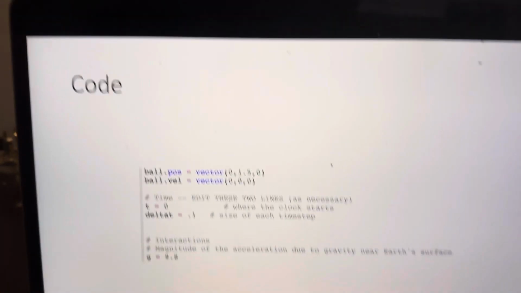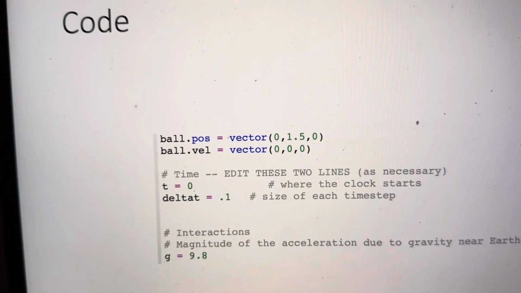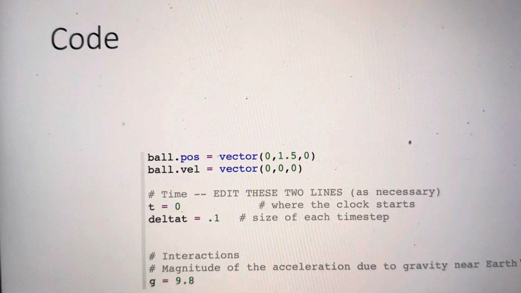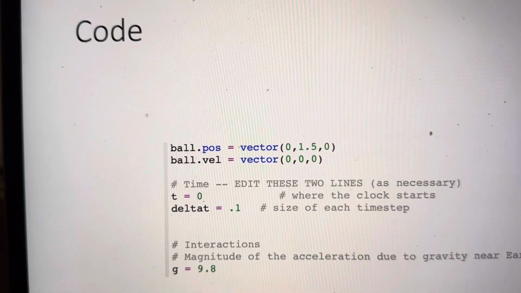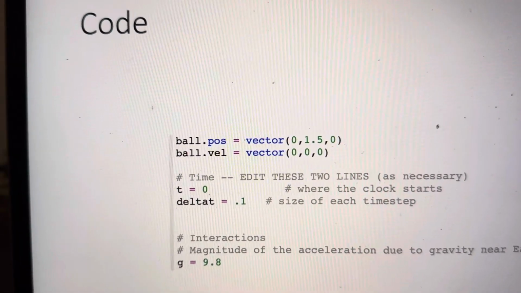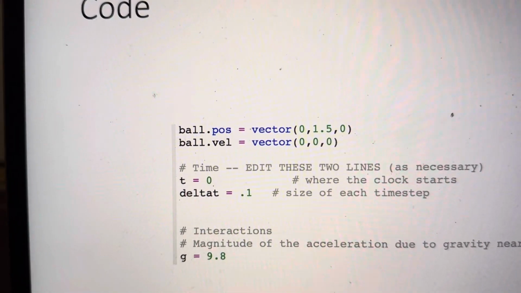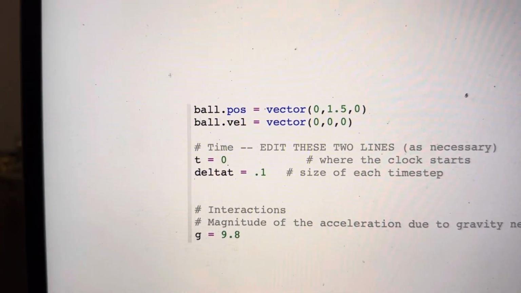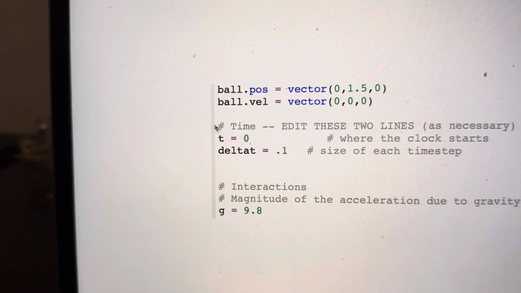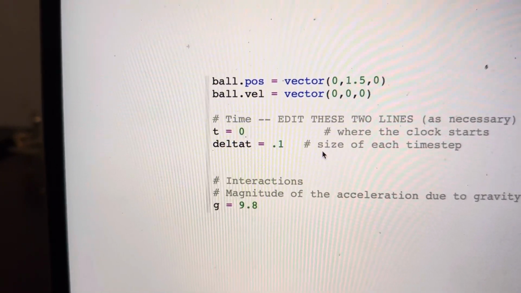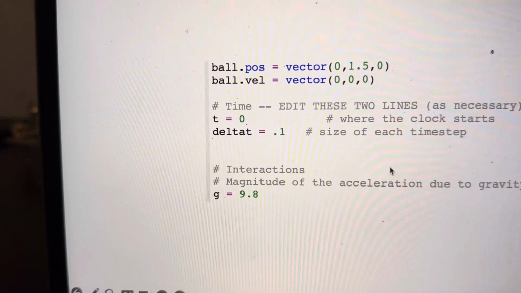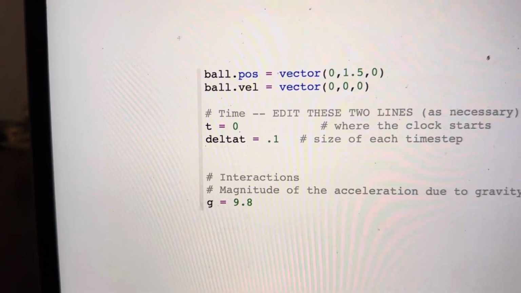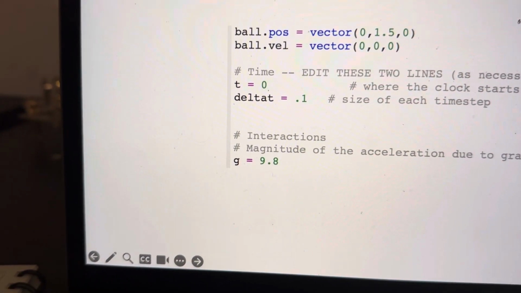So coding here, you had to set your initial y position as 1.5 meters above the x-axis, and everything else was in the 0 position, and the vector for velocity was 0, 0, 0. Time would be taken each 0.1 seconds, and the equations updated acceleration, position, and velocity, and g was 9.8.